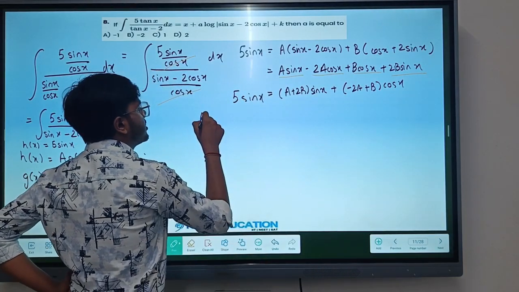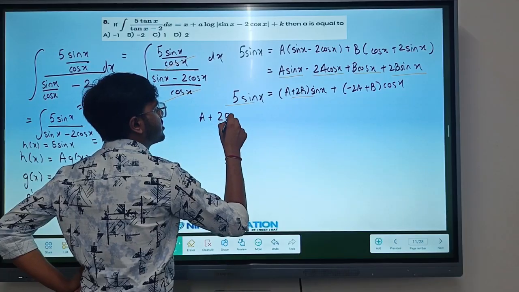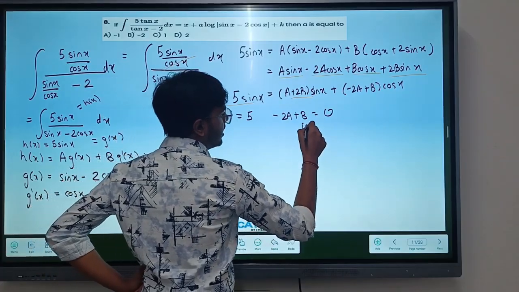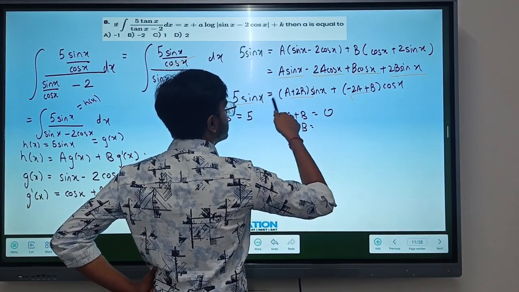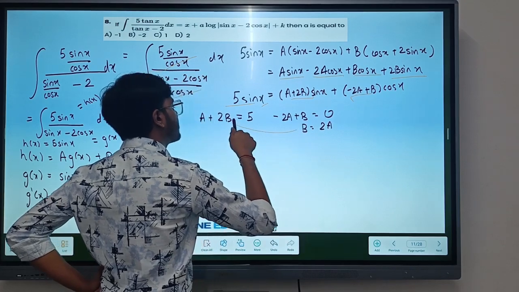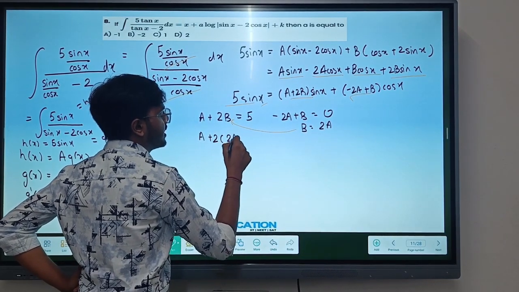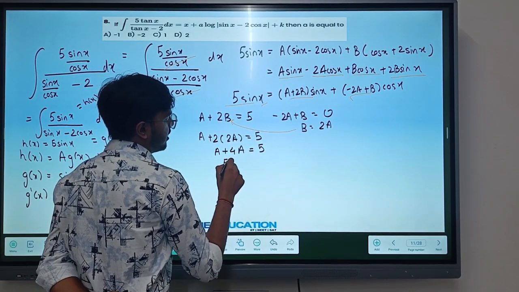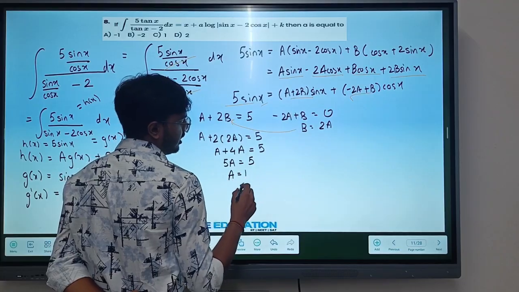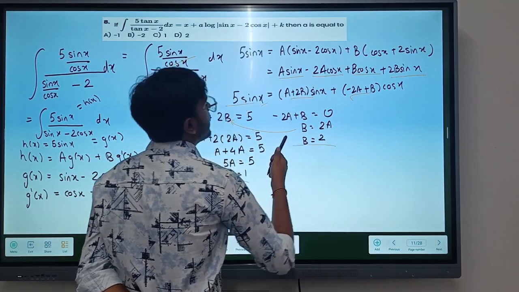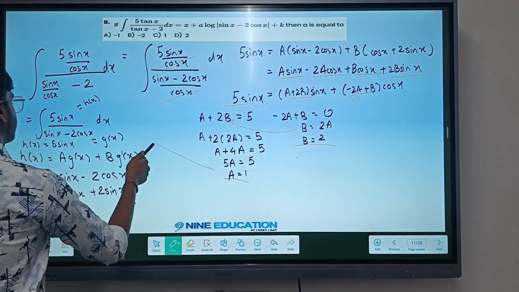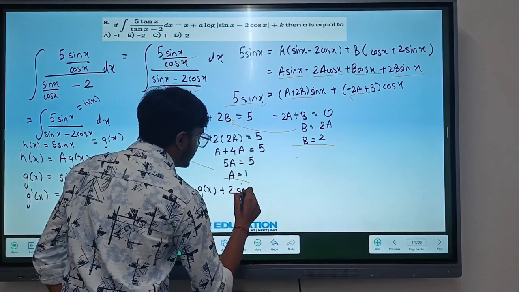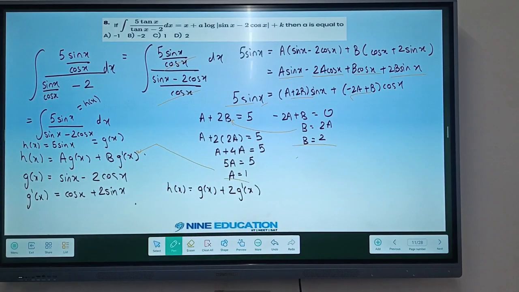If I compare the coefficients, what will I get? The sin x coefficient: a plus 2b is 5, and minus 2a plus b is 0, because there are no cos x terms. So we get b as 2a, and if you substitute that here, a plus 2 into 2a equal to 5. So a plus 4a equal to 5, 5a equal to 5. So a value is 1. If a value is 1, b value would be 2. If you substitute here, over here, what will I get? h(x) as a times g(x) plus b, that is 2 times g'(x). But what you are asked here is h(x) by g(x).